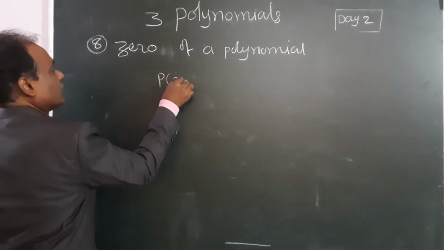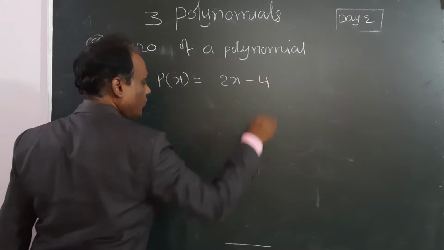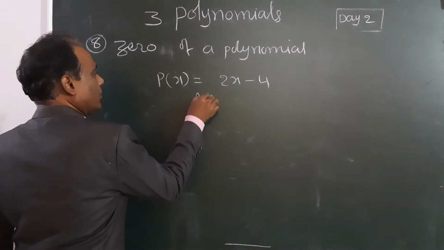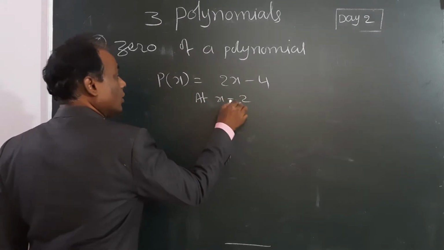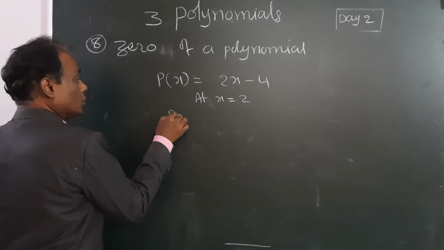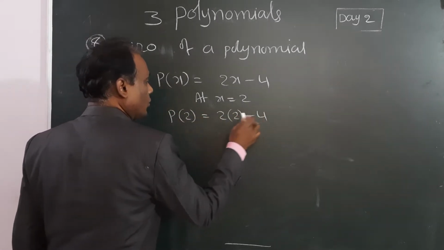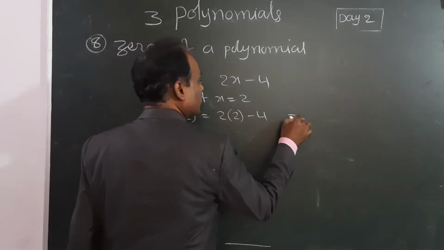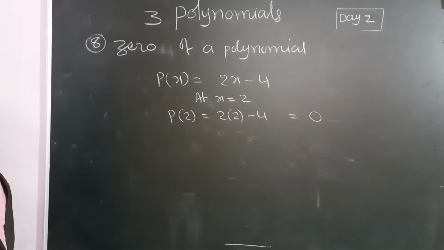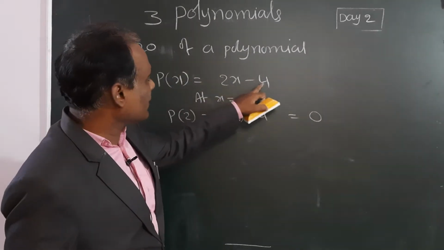Suppose P of x is equal to 2x minus 4. Suppose I find the value of this polynomial at x is equal to 2. That means P of 2 is equal to 2 into 2 minus 4, which is 4 minus 4, which is 0. So the value of this polynomial is becoming 0.